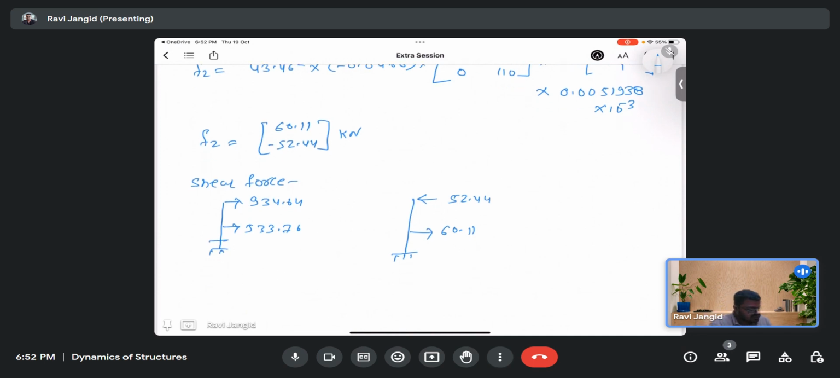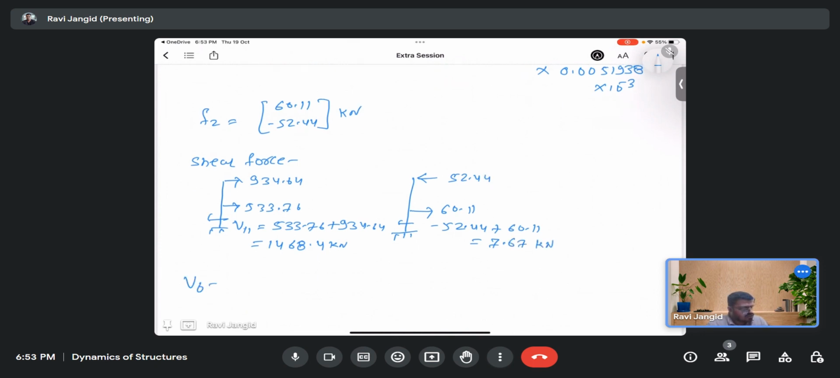So for the first story, your shear force would be V11. It would be the sum of this 533.76 plus 934.64. So it is coming out to be 1468.4 kilonewton. Okay, and for this it would be minus 52.44 plus 60.11. So it will be coming out to be 7.67 kilonewton.